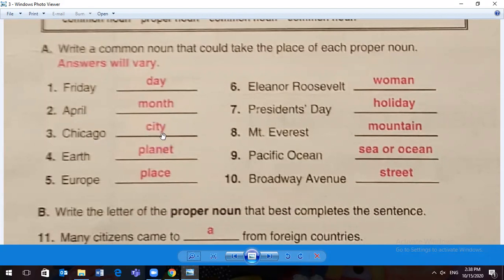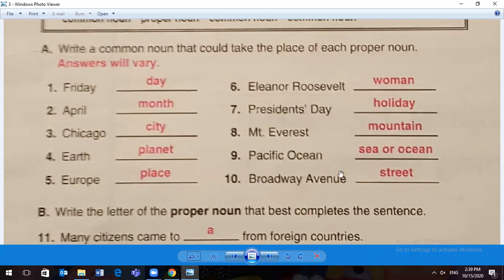Chicago is a city. Okay, take the place of Chicago. Earth is a planet, common noun. Europe is a place, common noun. Some of the students today wrote continent, also a common noun. Eleanor Roosevelt is a woman, common noun. President's Day is a holiday, common noun. Mount Everest is a mountain, common noun. Pacific Ocean, it says sea or ocean, but an ocean is an ocean. So we're going to go with the answer here, ocean, okay?